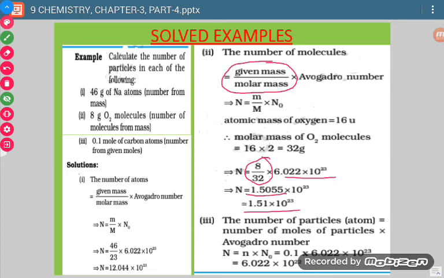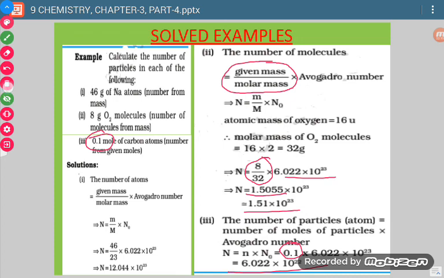Similarly 0.1 mole, here we are given the number of moles. So in 1 mole there are Avogadro number of particles. So in 0.1 mole we have to multiply it with 0.1. So the answer is 6.022 into 10 raised to power 22.